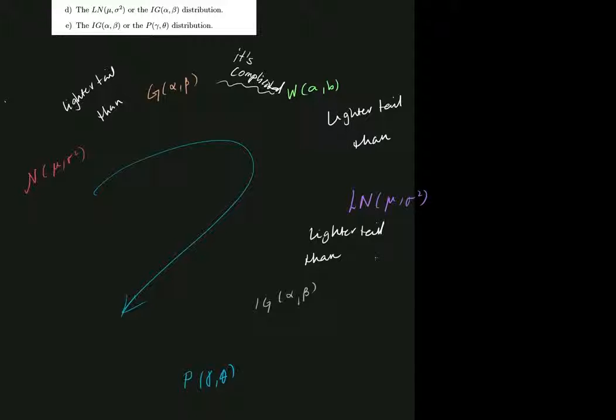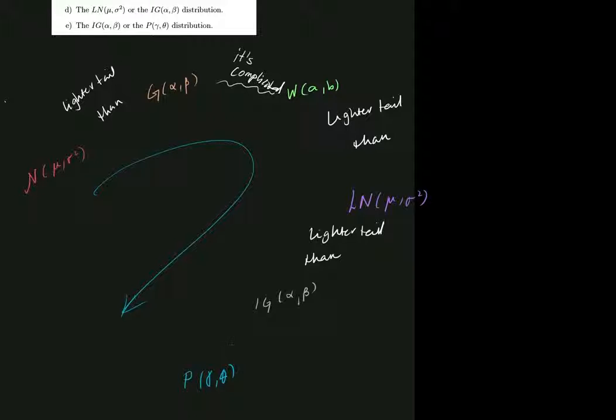So the last case is the comparison of tails between the inverse gamma distribution and the Pareto distribution. And here again, the verdict is it's complicated.